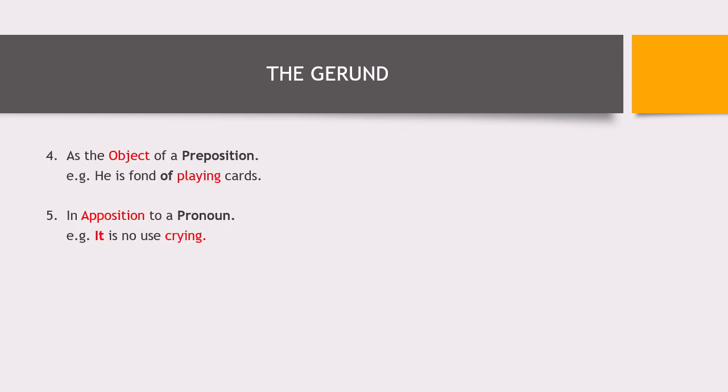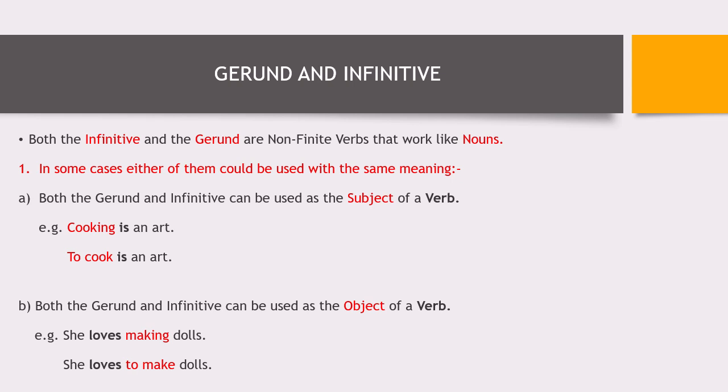The gerund. 4. As the object of a preposition. For example, he is fond of playing cards. Playing is the object of the preposition, of. 5. In apposition to a pronoun. For example, it is no use crying. Crying defines it.